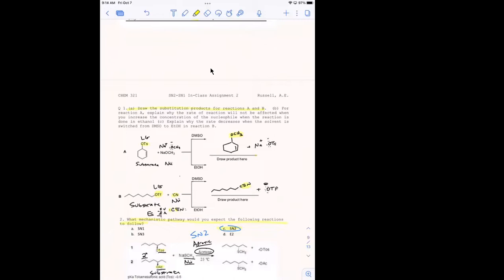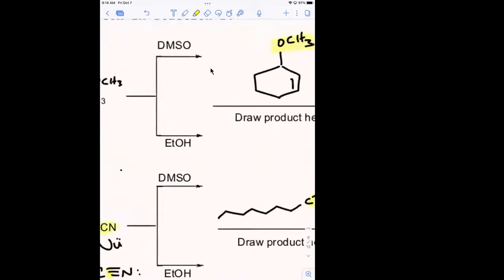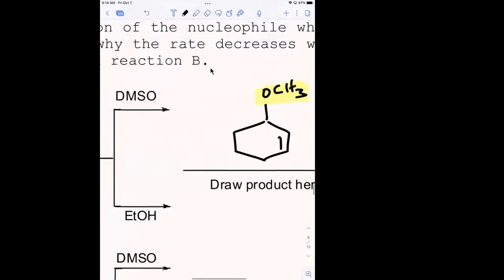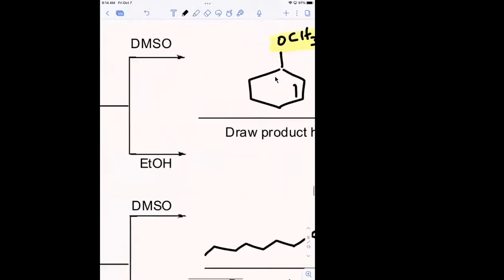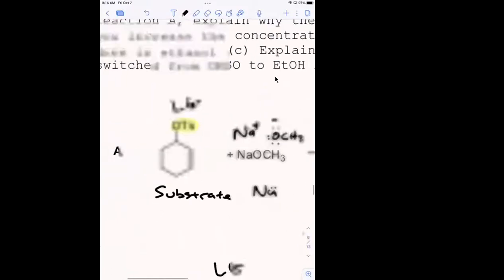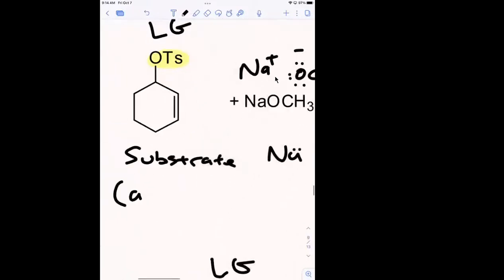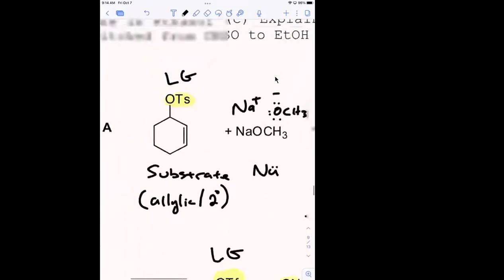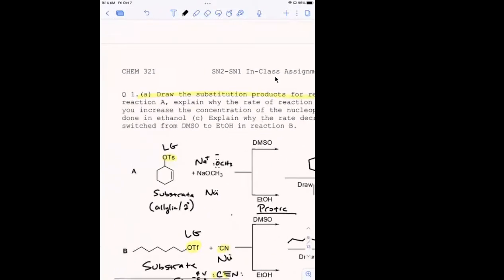Isn't it protic? Ethanol doesn't have an OH? Yes, it's protic, good. Right? What does that mean in terms of this substrate, which is allylic and is secondary? What do we know about secondary carbons as it relates to substitution?